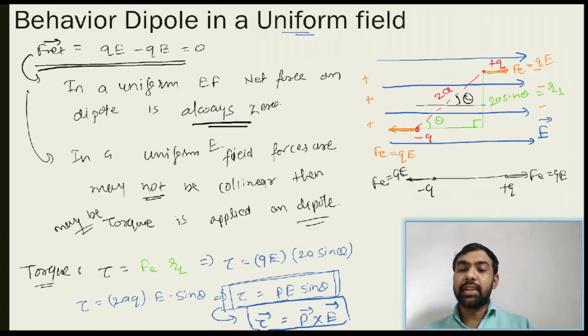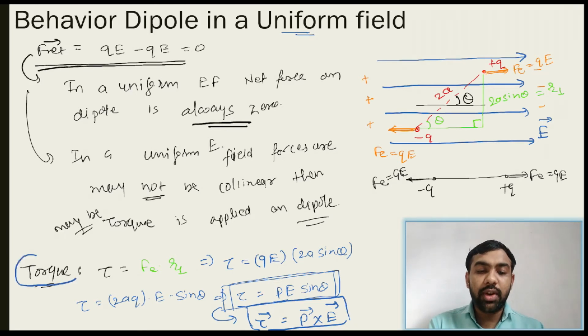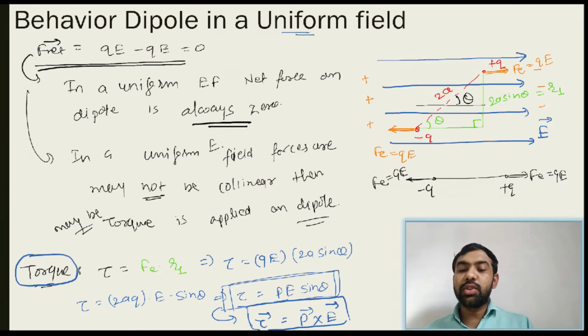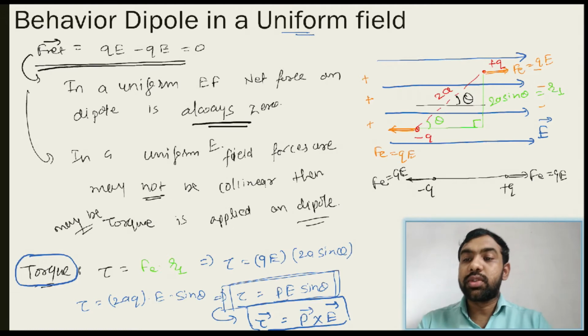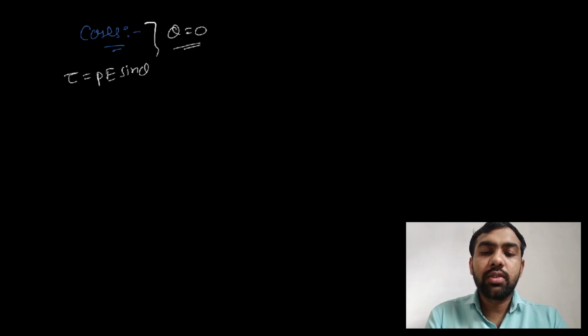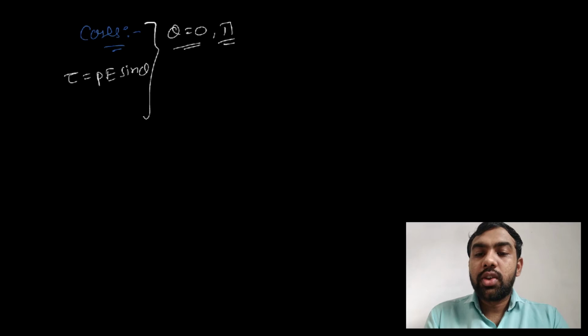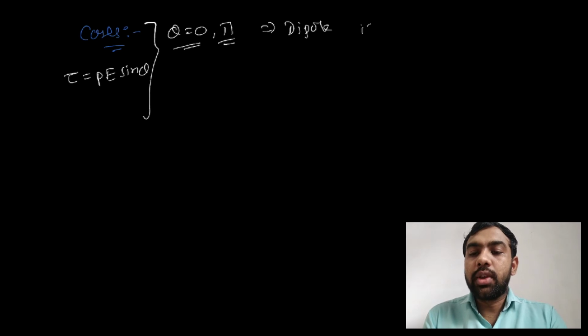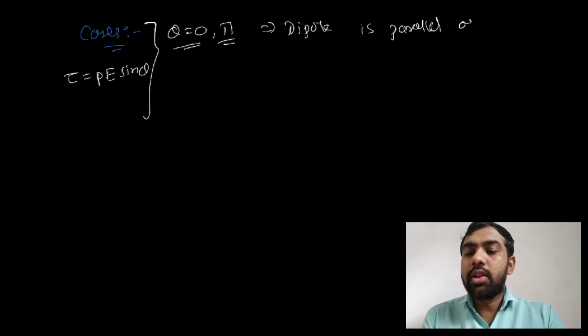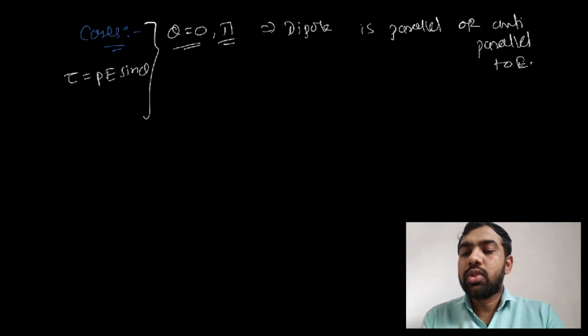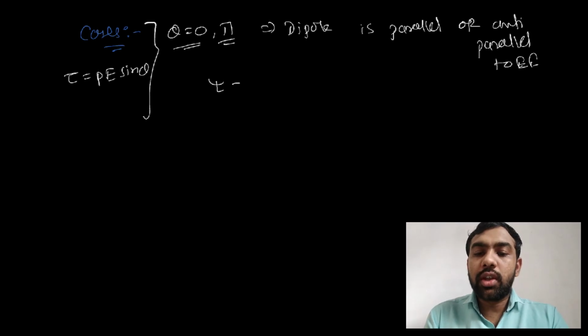What is the torque on a dipole? PE sin theta. So you must note how much torque is applied on a dipole. Now put theta equal to 0. If theta is equal to 0 or pi, the torque is PE sin theta equal to 0, meaning the dipole is parallel or anti-parallel to the electric field, and then the torque is equal to 0.